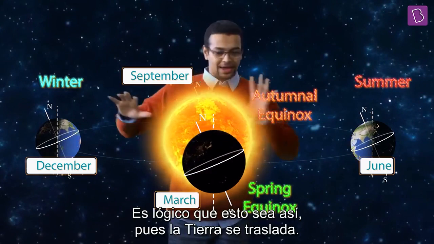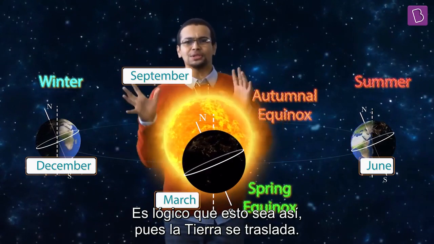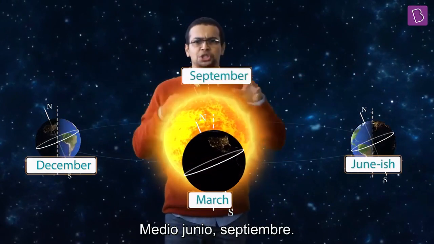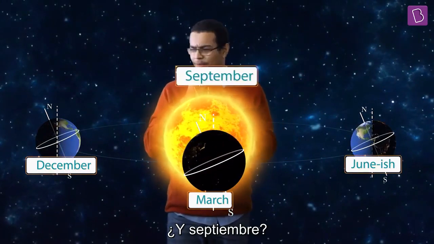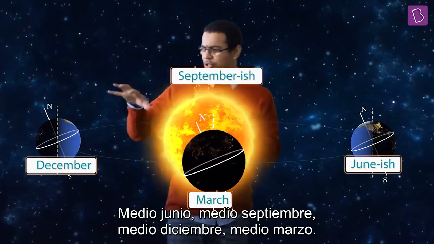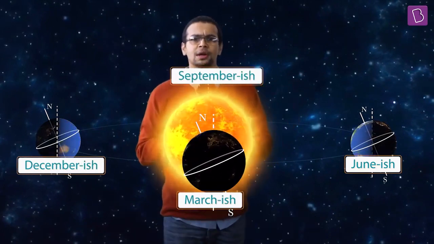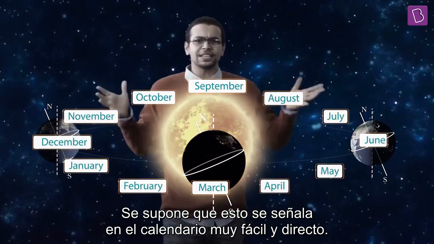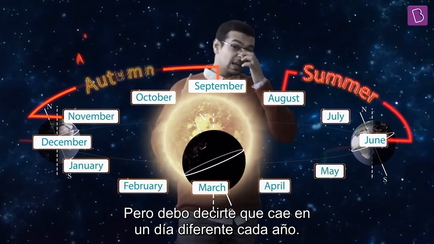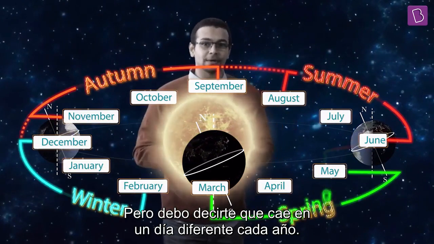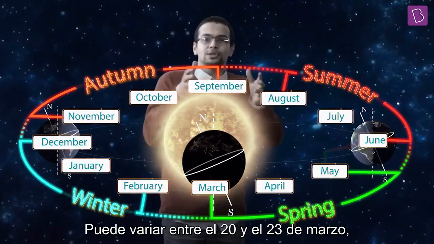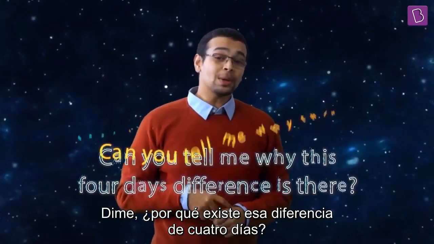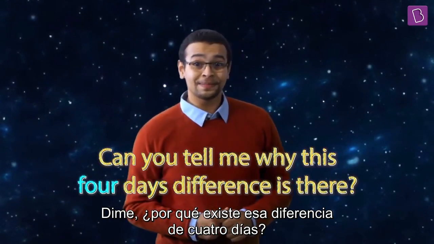Now, okay, that kind of makes logical sense as the earth is revolving. June-ish, September-ish, December-ish, March-ish. Now, why am I saying ish? This is supposed to map onto a calendar very easily, right? Very straight. But I must tell you that it does not fall on the same day every year. It can kind of vary between the 20th of March to the 23rd of March, the March or the spring equinox. Can you tell me why this 4-day difference is there?